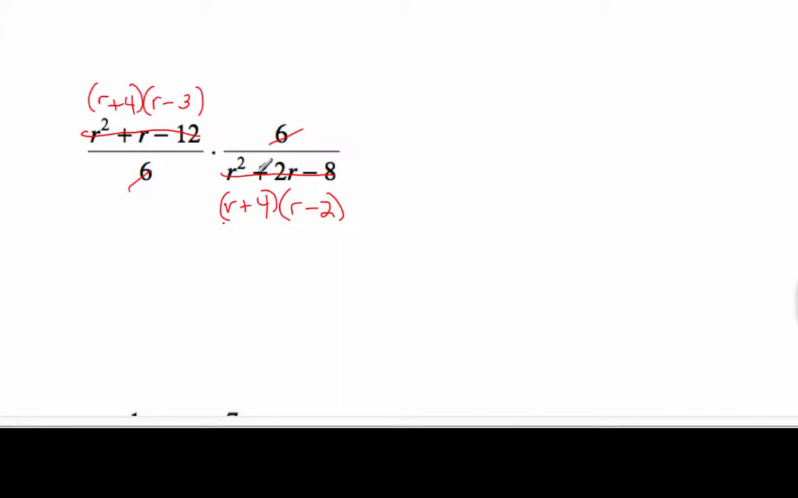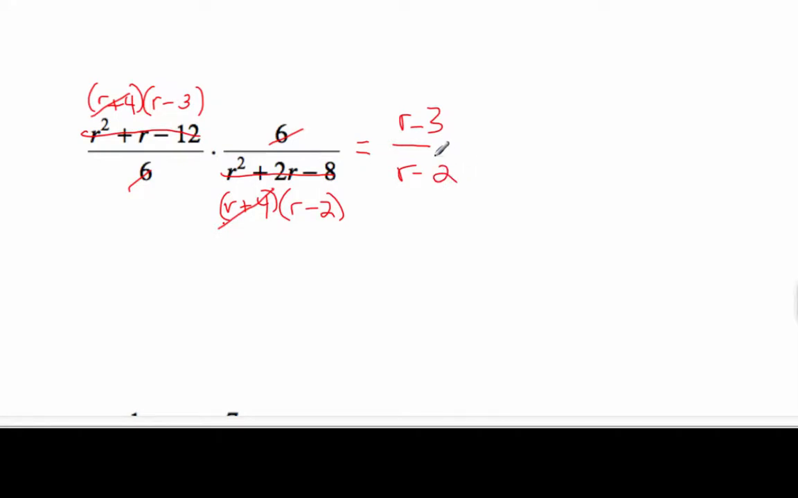Now let's take a look between these factors that we have, this set in the numerator, this set in the denominator. We have r plus 4 in common, so those are gone. I have nothing else that I can simplify, so I have r minus 3 divided by r minus 2.